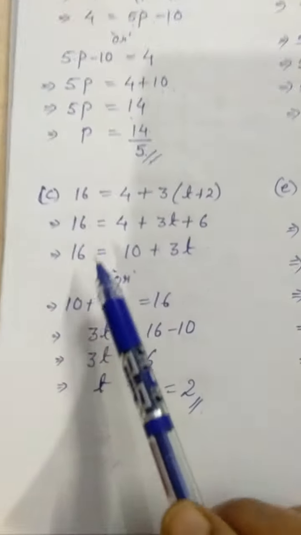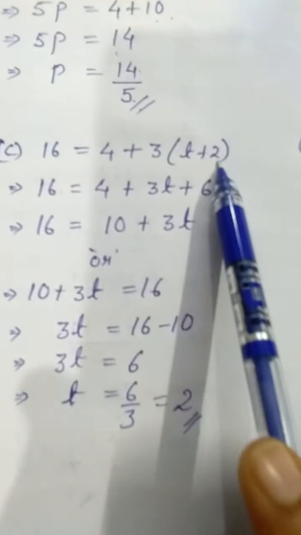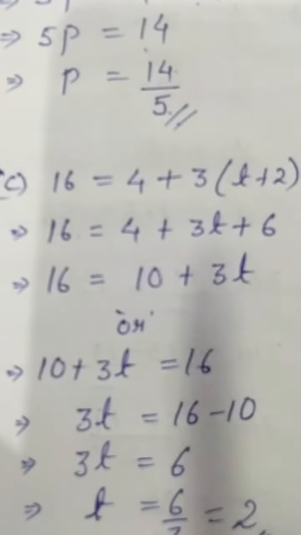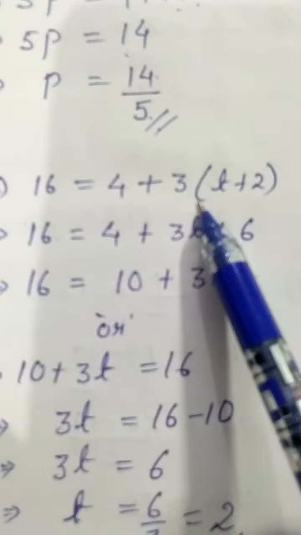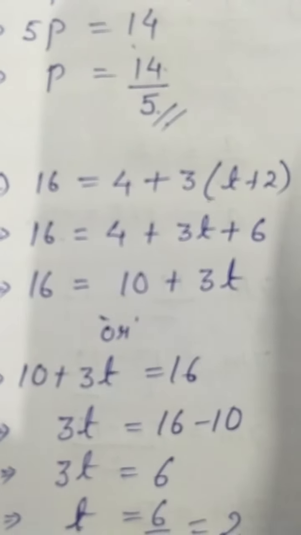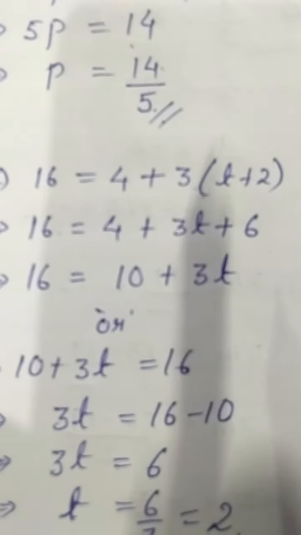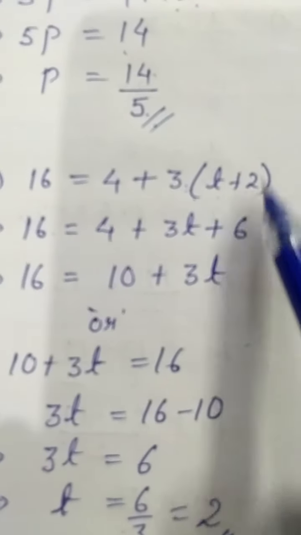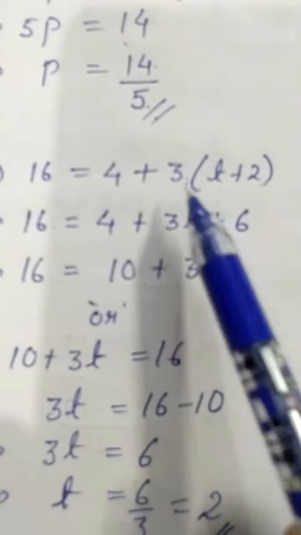Okay. Now C1, 16 is equal to 4 plus 3 into t plus 2. Very often children, after explaining it for many times, many students they do this common mistake. They add this 4 and 3 and it goes absolutely wrong. Please don't add 4 and 3 like this. Follow DMAS. We first multiply children. Here it means 3 is getting multiplied by t plus 2. You cannot add 4 and 3 over here.